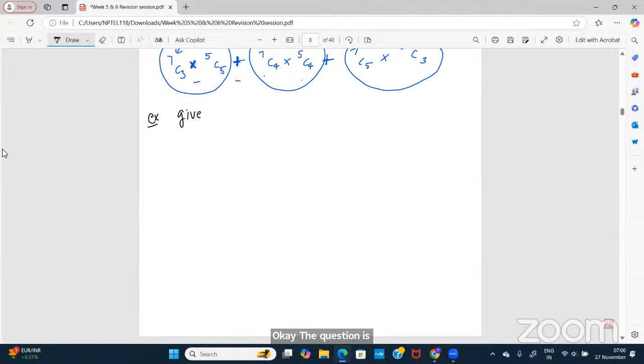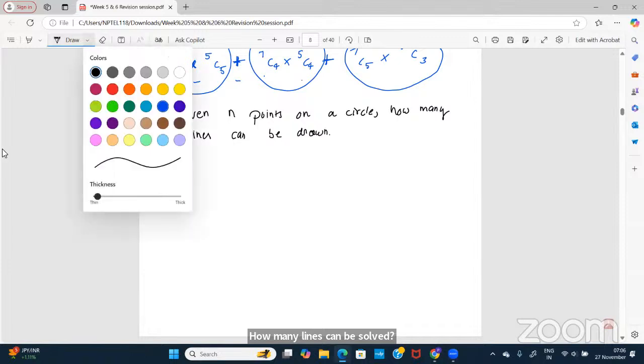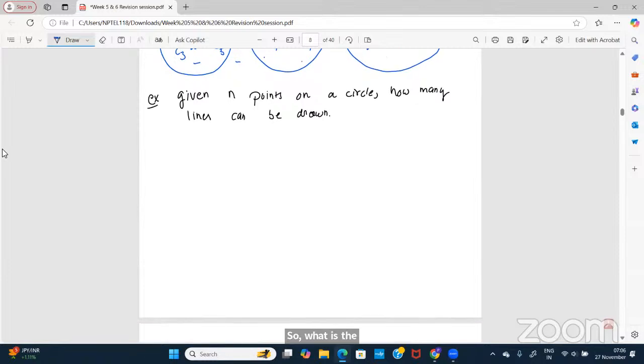Okay. Now suppose the question is: given n points on a circle, how many lines can be drawn? So what will be the answer? How will you solve it? nC2.